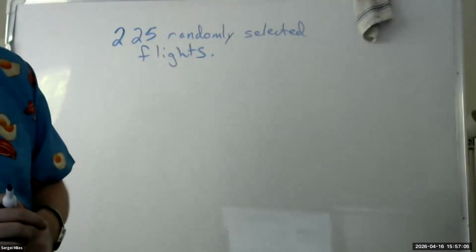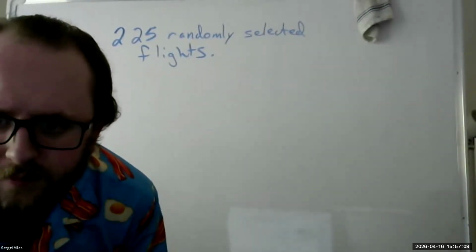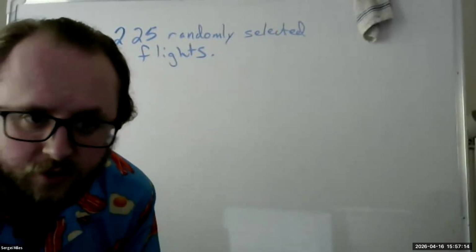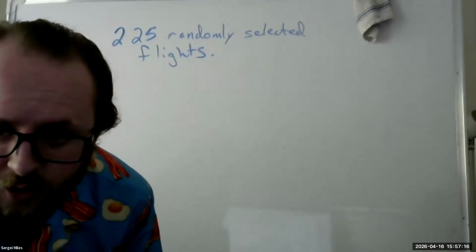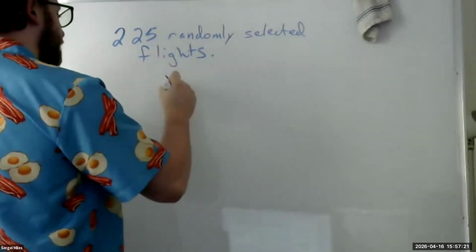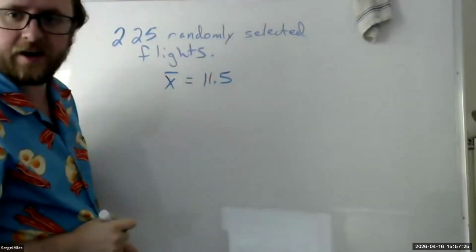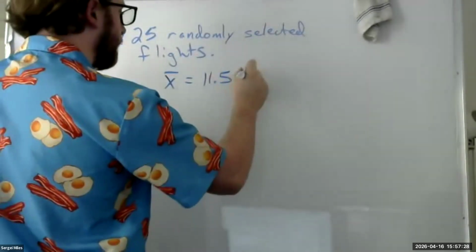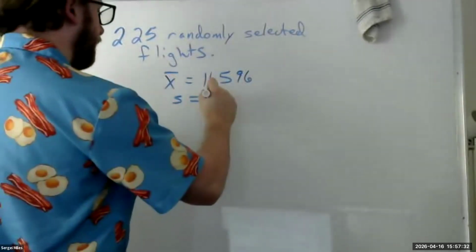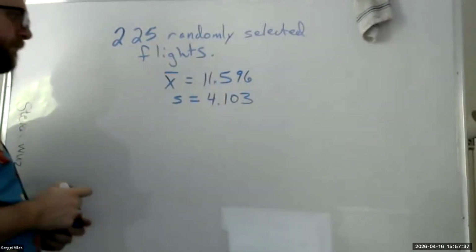Now this data is collected, and it's displayed in a printout here in the notes, or here in the textbook, all right? So from the sample, they find they have an average, this is a sample average of 11.596 with a standard deviation of 4.103. Okay?